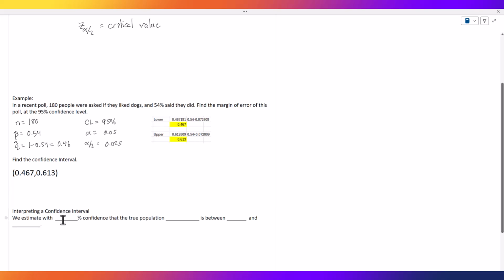And then interpreting the confidence interval is something that we like to do in context here. And so oftentimes when we interpret, we estimate with blank percent confidence. We just insert our confidence level here.